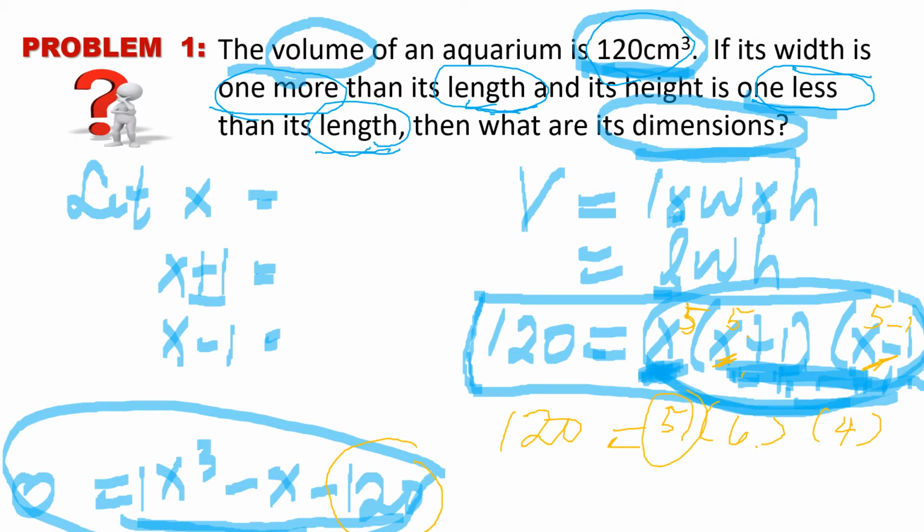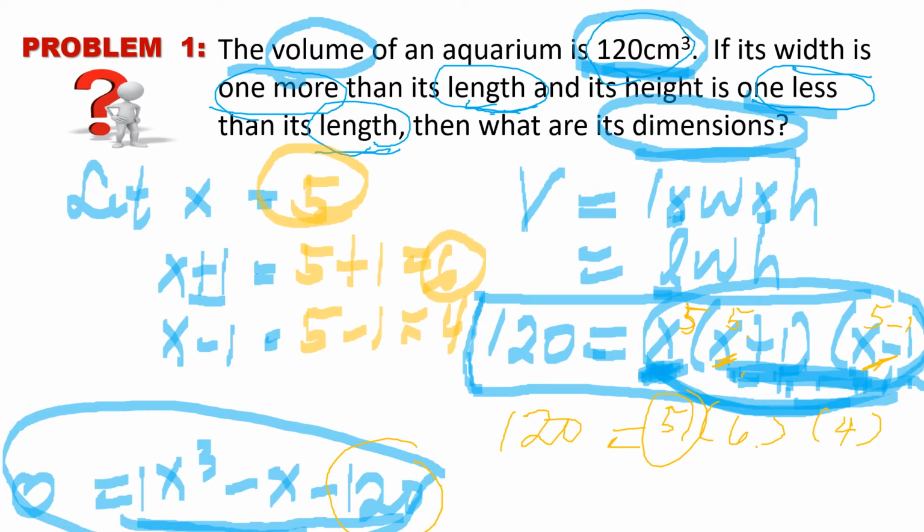Now, going back here, x is equal to 5, and x plus 1 is 6, and then x minus 1 is 4. So therefore, the length is 5, the width is 6, and the height is 4. So these three are the dimensions of the aquarium. So I hope it's clear.